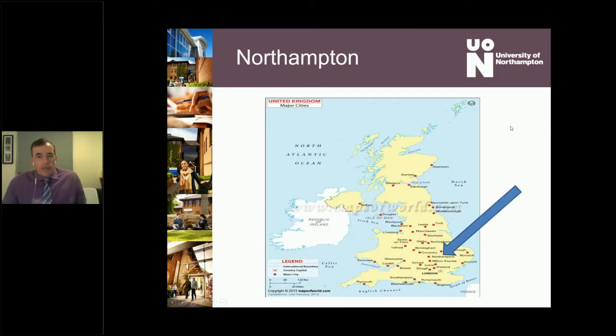Before I talk about the DBA, because most of you I'm sure haven't been there, let me tell you where Northampton actually is. This map of the UK has a great big arrow pointing to the town of Northampton. It's an old historic town that dates back thousands of years and appears throughout English history. It's about an hour by train north of London, and it is there that you will find the University of Northampton.